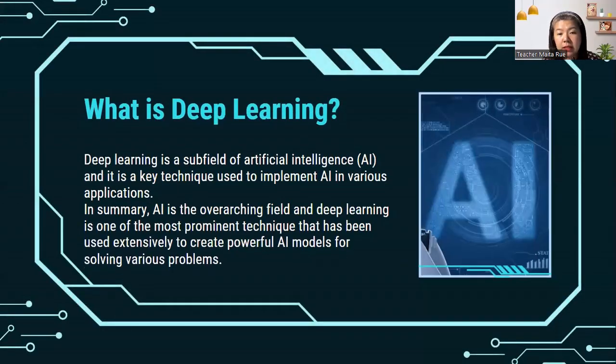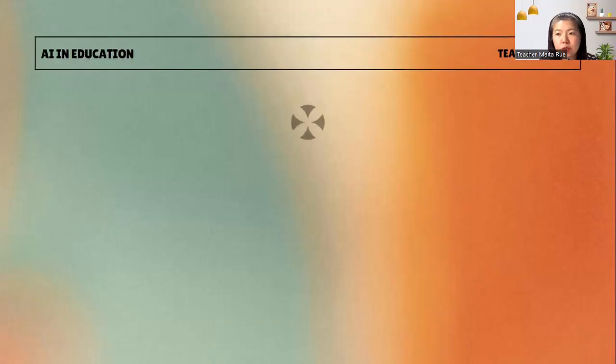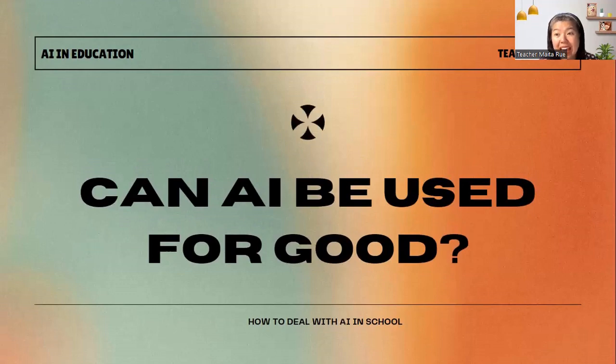Now, to answer one of the questions that was asked, what is deep learning? Deep learning is a subfield of AI. It takes the key techniques used to implement AI. Overall, AI is the overarching field, and deep learning is one of the most prominent techniques that's been used to power the AI models. So the one who's doing the learning, by the way, is the AI, not us.